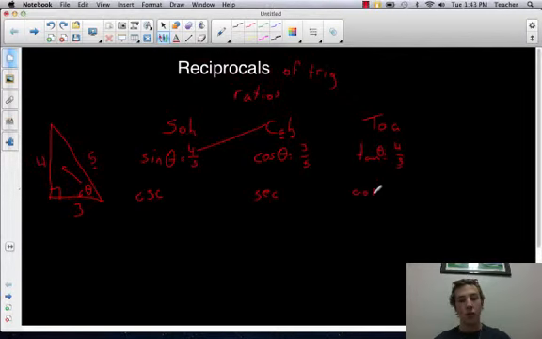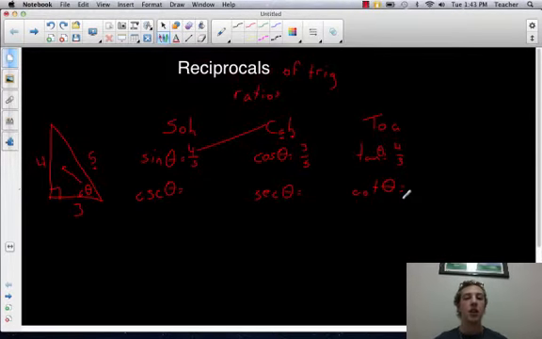Now, I'm going to throw you guys a couple oddball ones that I want you to figure out. Now, you're probably thinking, what does csc mean? Csc actually stands for cosecant. Now, what cosecant is, it's the inverse of sine. It's the inverse of the sine function.